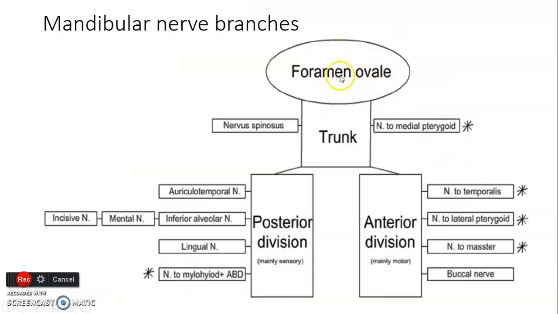So this is what we are talking about. The mandibular nerve will exit through the foramen ovale, then give nervus spinosum to the dura and nerve to medial pterygoid. After that, it divides into anterior and posterior divisions. The anterior division innervates muscles of mastication, so it's mainly motor: temporalis, lateral pterygoid, masseter, and buccal. While the posterior division is mainly sensory, so you get your auriculotemporal nerve, inferior alveolar nerve, then lingual nerve, and nerve to mylohyoid. This inferior alveolar nerve is what eventually will give the mental nerve.